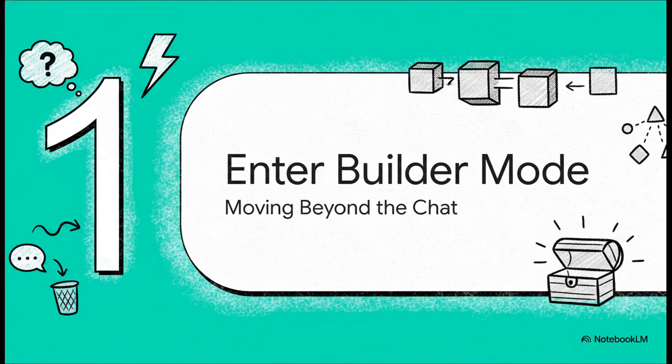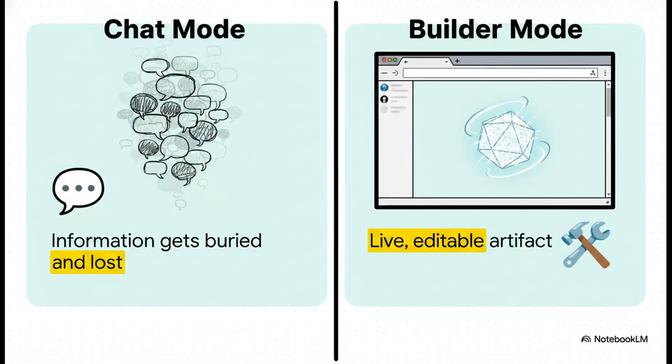Part 1. Enter builder mode, moving beyond the chat. To really get why this is such a game changer, we have to look at how we interact with AI outputs. Think of it like this. It's chat mode versus builder mode. In a standard chat, as you scroll, your text just gets buried. It's history. But in builder mode, whenever you ask Claude to build something, it opens up this dedicated panel right there on the right side of your screen.